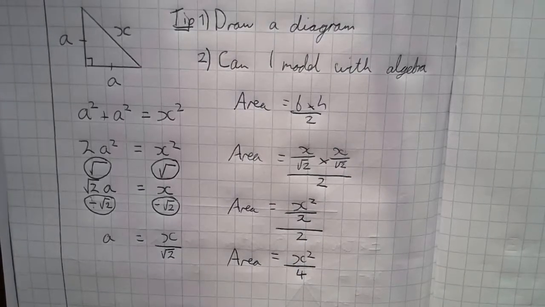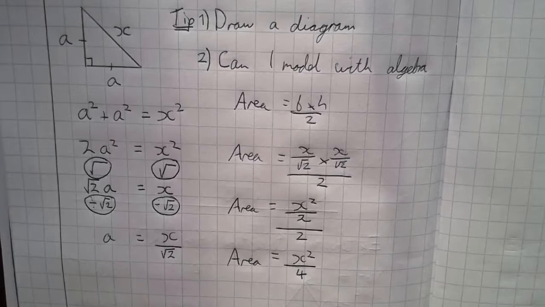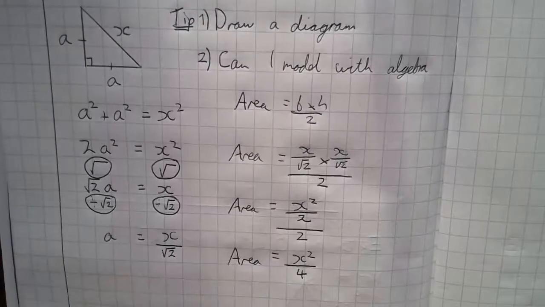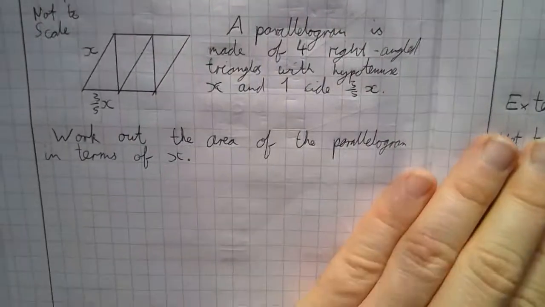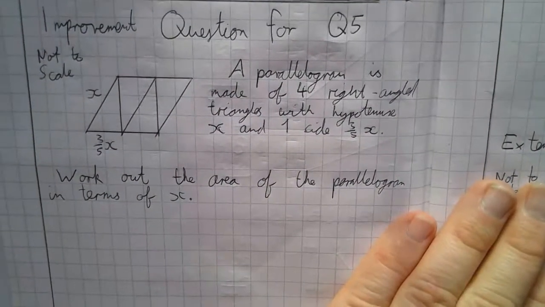So full correction for question 5, and then I want you to have a go at this improvement question, which I'm going to set just on a similar theme, where I'll give you the diagram, but you need to model it with algebra correctly, and then work it out. So, improvement question for question 5.